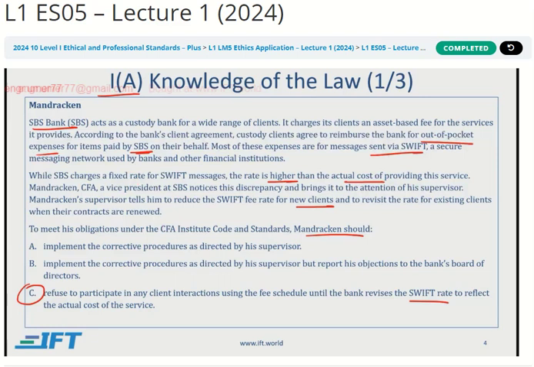So this is an issue because CFA Institute members and candidates must not knowingly participate in legal or ethical violations and should dissociate from such activity. In this case, SPS is misrepresenting its reimbursement expenses to its custody clients and overcharging them. So therefore, what Mandrakan should do is refuse to participate in any client interactions until this problem is fixed.